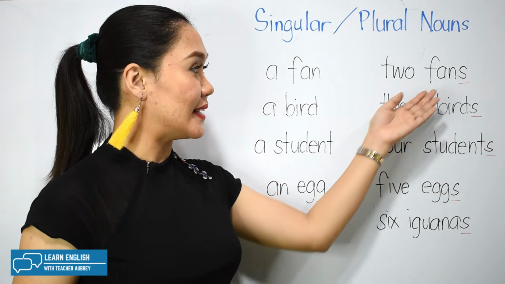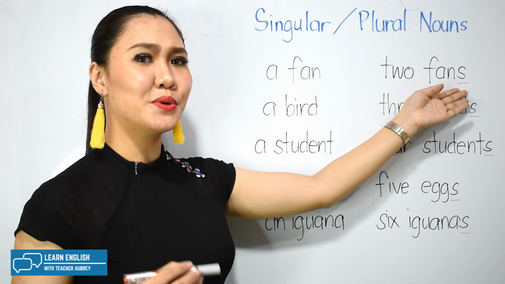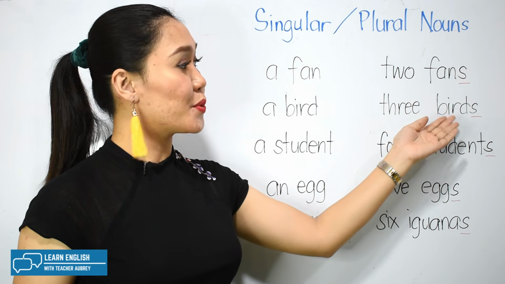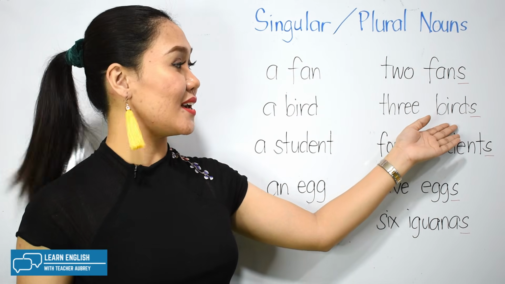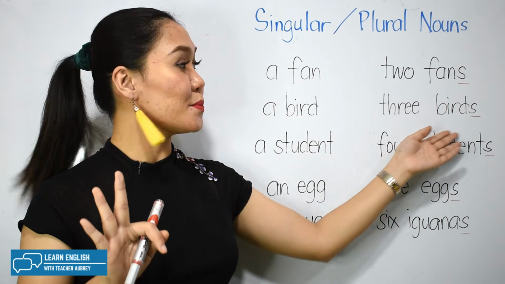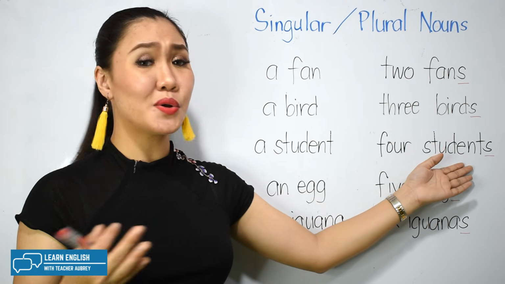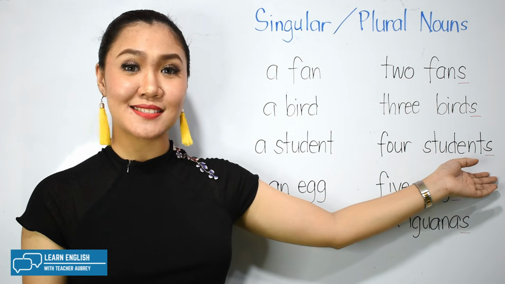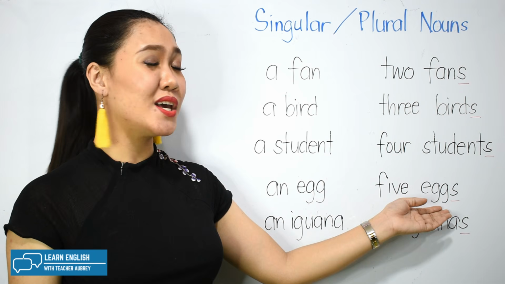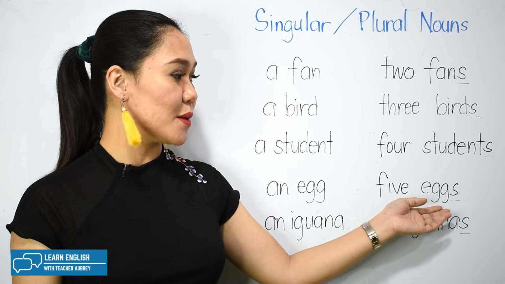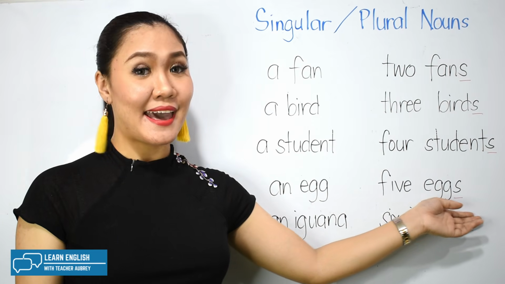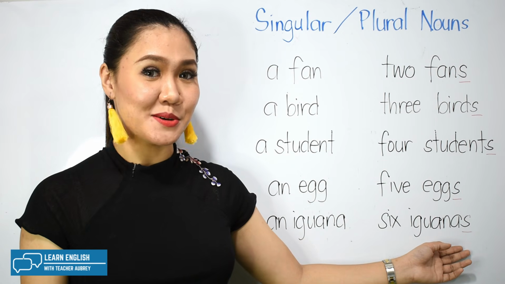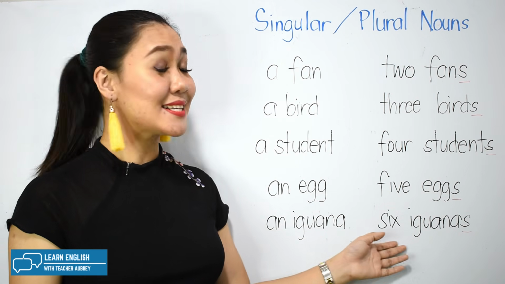We just add S to the word fan to make it plural, so it becomes fans. Two fans. For the word bird, we also add an S to make it birds. Three birds. For the word student, we also just added an S to make it students. Four students. For the egg, we also added S to make it plural. It becomes eggs. Five eggs. And for iguana, we just added an S also to make it plural, so it becomes six iguanas.